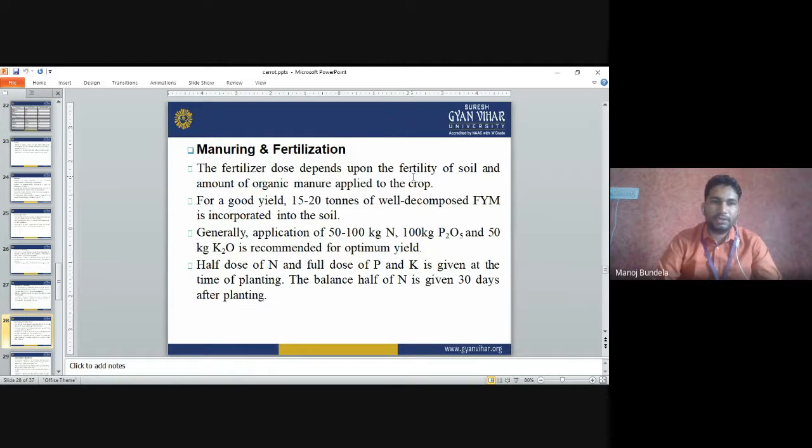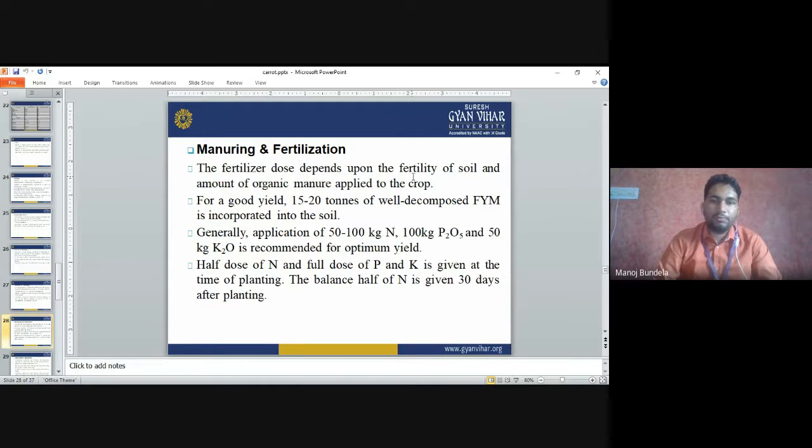Manure and fertilizer. The fertilizer dose depends upon the fertility of the soil and the amount of organic manure applied to the crop. For a good yield, 15 to 20 tons of well-rotten FYM we have to apply during the preparation of land. Generally, application of 50 to 100 kg nitrogen, 100 kg P2O5 and 50 kg of potassium. Potassium we have to apply less.